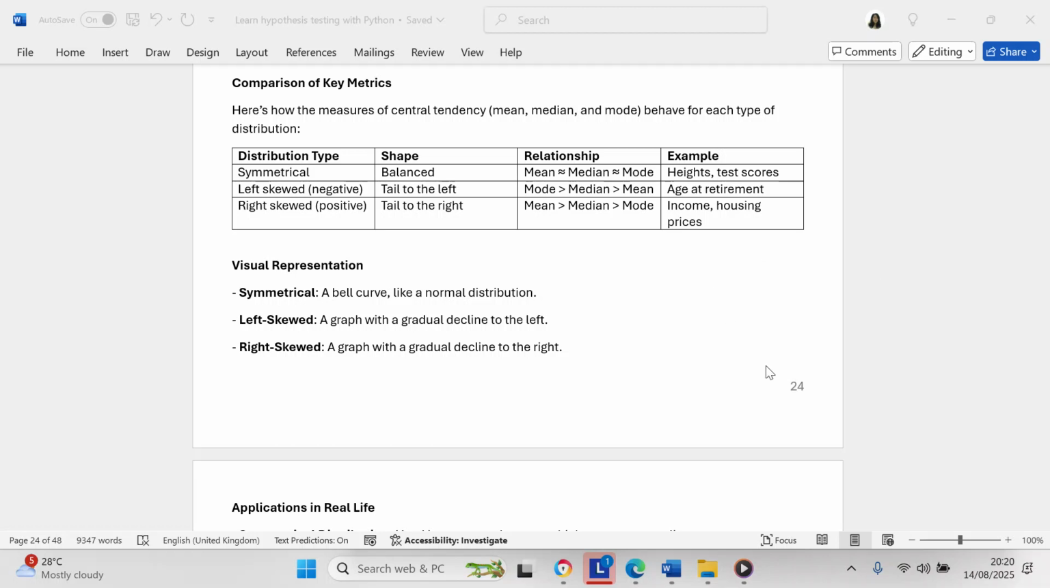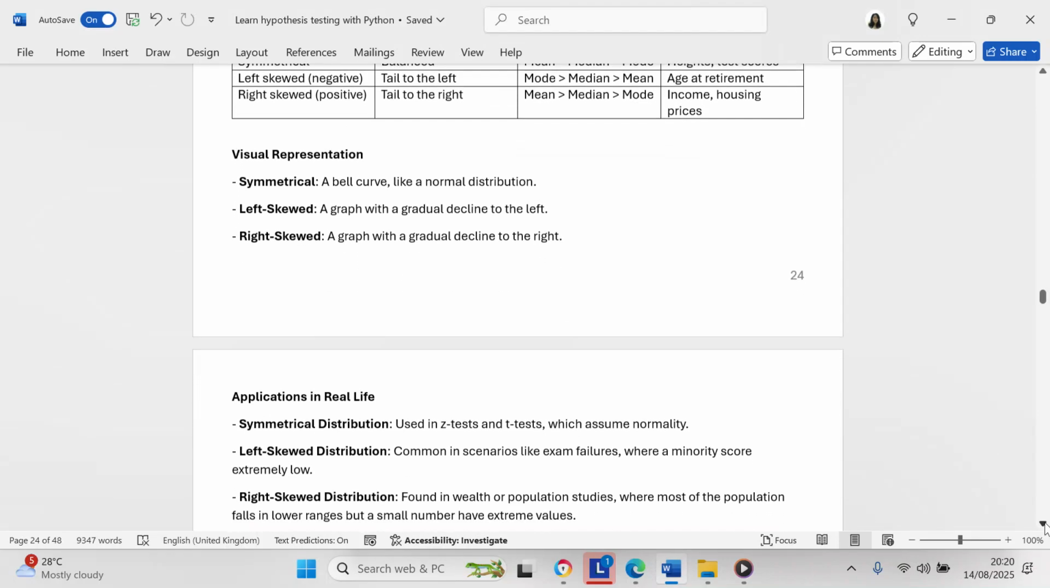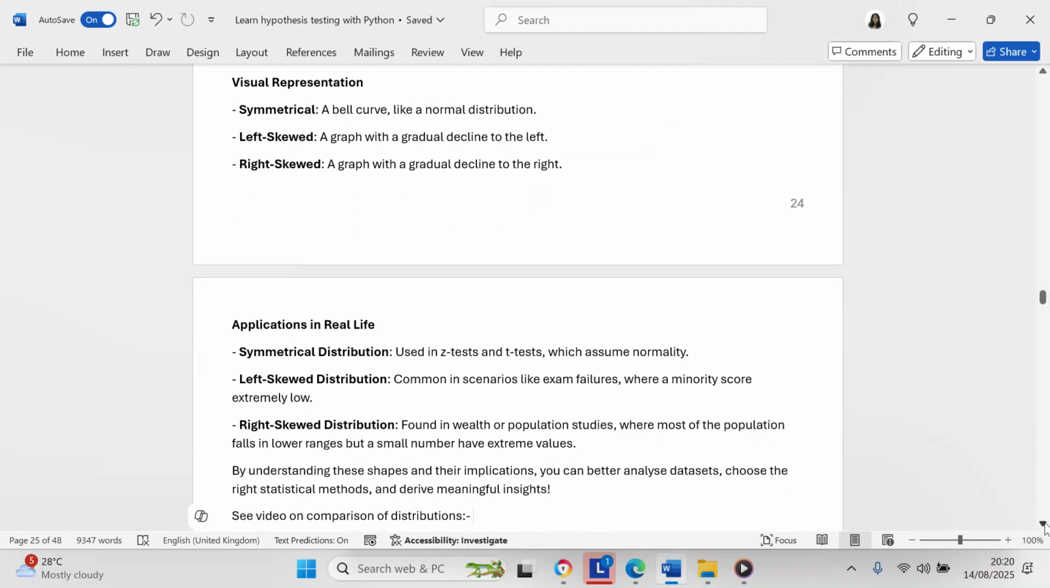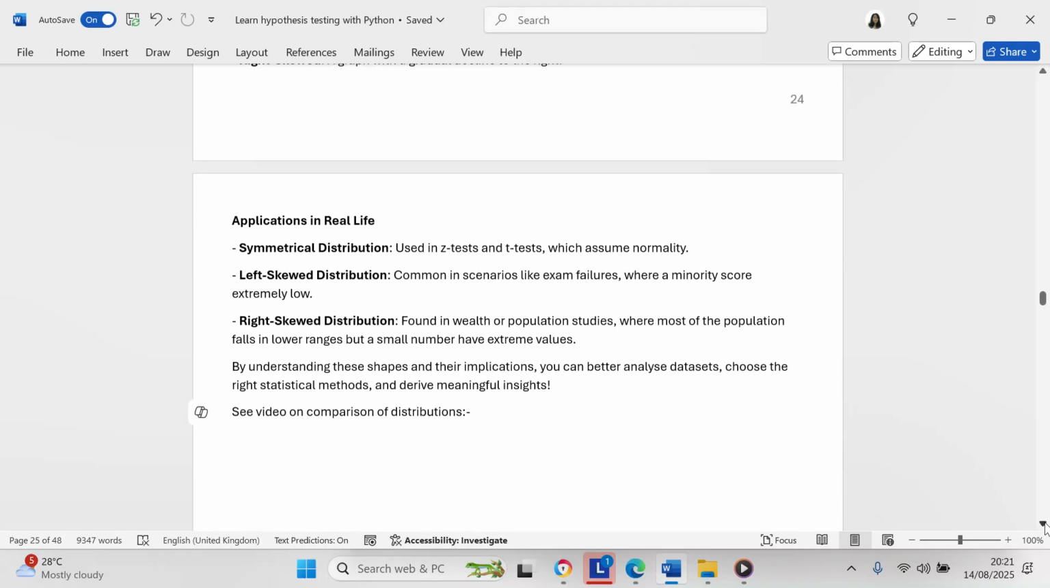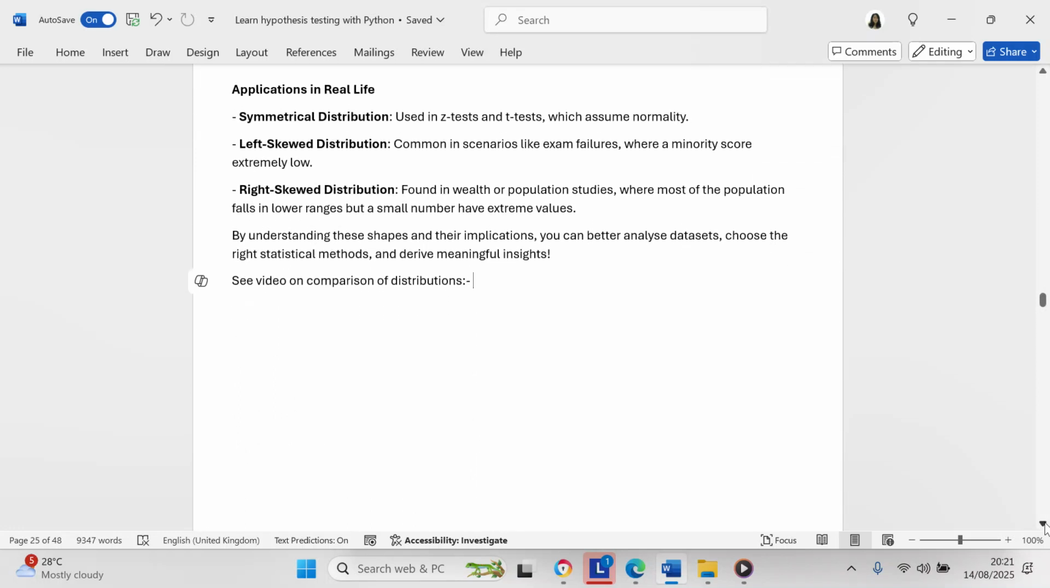Just to give you a little bit of insight about the visual representation of these distributions, which I've shown you in my three previous videos: a symmetrical distribution is a bell curve, like a normal distribution. A left skewed distribution is a gradual decline on the left, and a right skewed distribution is a gradual decline on the right. I showed you that in my three previous videos because we made those in Python.